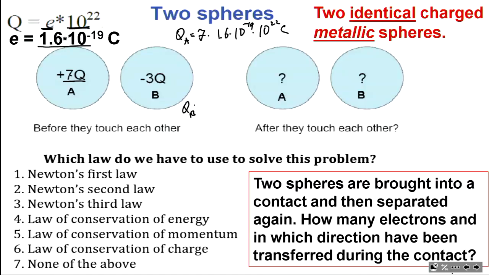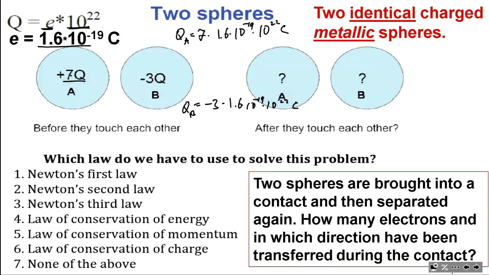QB will be equal to -3 times the same coefficient, 1.6 times 10 to the -19th times 10 to the 22nd coulombs. This is just a fact that we know the initial charges. That's it.